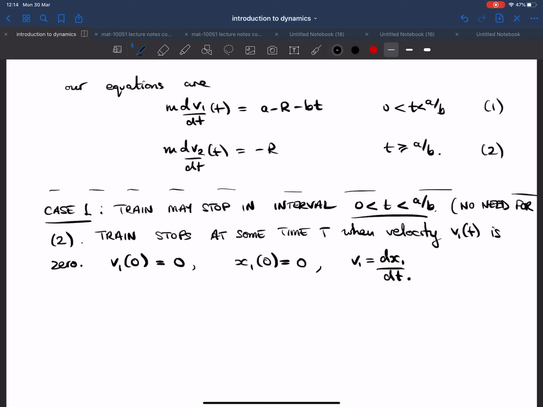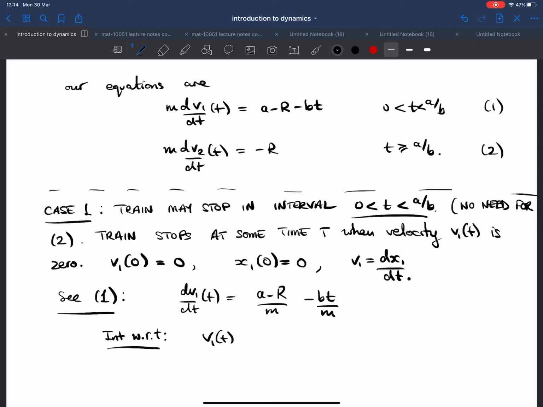Okay, so we're ready to start solving the problem. If I take a look at C1, we have dv1 by dt equals a minus r over m minus bt over m. What I need to do is integrate with respect to t. So v1 of t equals the integral of a minus r over m minus bt over m dt. If you grind out the integrals, this is what you get.